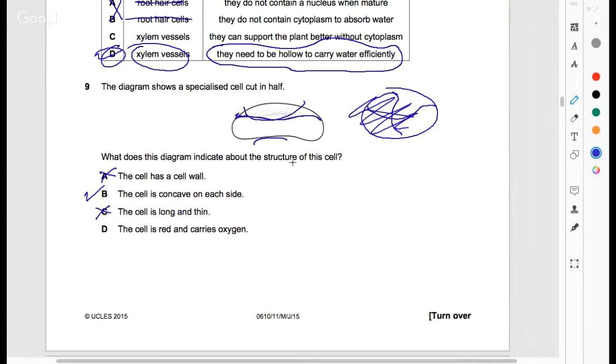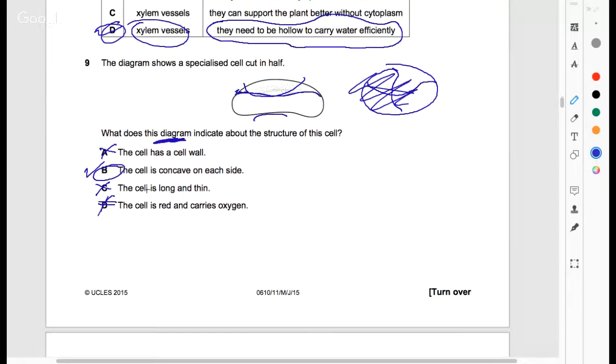The cell is red and carries oxygen. So this could be a diagram, probably supposed to be a diagram of a red blood cell, but we can't see it being red, and we don't know where it carries oxygen from this diagram. You could infer that, but if you think it's a red blood cell, you might know that it's red and it carries oxygen, but you can't indicate that from this diagram. So B is the correct answer.